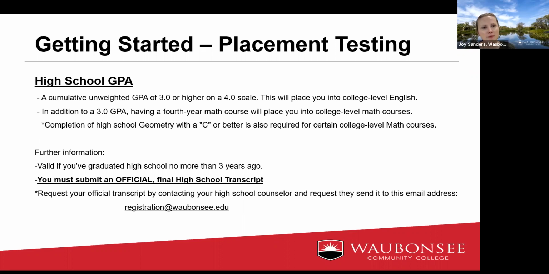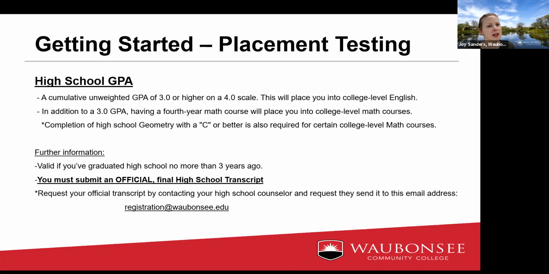To get into college level math, we're looking at two things. So we want you to have the 3.0 GPA. We also want you to have a fourth year of math, because the typical sequence, at least for the state of Illinois, is an Algebra 1, a Geometry, and an Algebra 2. So if you have those, we also want you to have another year of math to place you into college level courses. Depending on the college level math class that you're looking for, you may have to have completed geometry with a C or better to get into that course. And those are really course specific and something that you would talk about with your advisor.